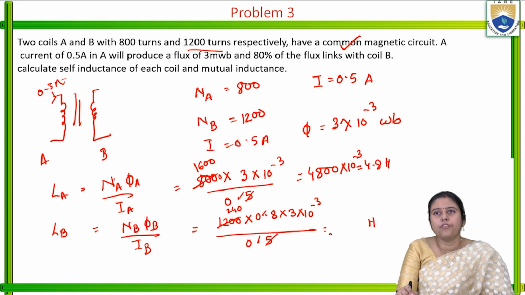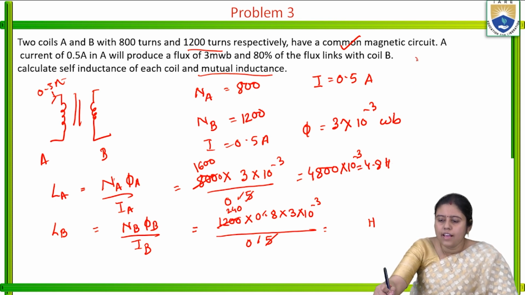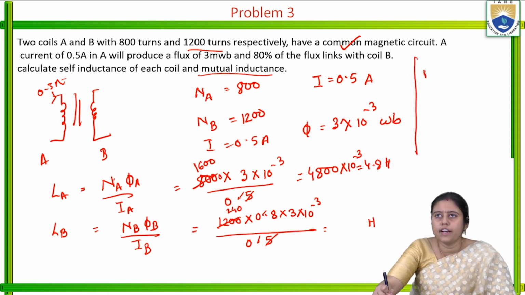Actually 24 means it will come 5.76 into something. So we can calculate this. Next we have to calculate the mutual inductance. How to calculate the mutual inductance? Mutual inductance is K root of LA into LB.